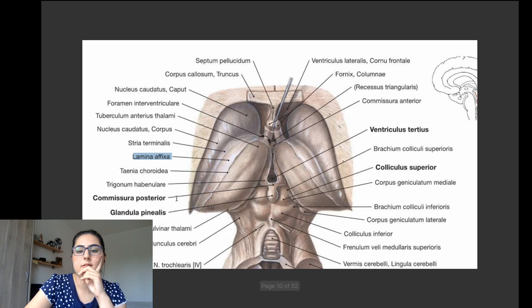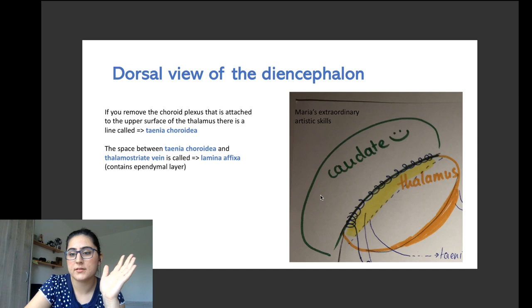Okay, so moving on, just to recap, because I spoke a lot, we had the caudate over here, the thalamus over here, we had the line that separates these two called sulcus terminalis. On top of this line there is a vein called the thalamostriate vein.